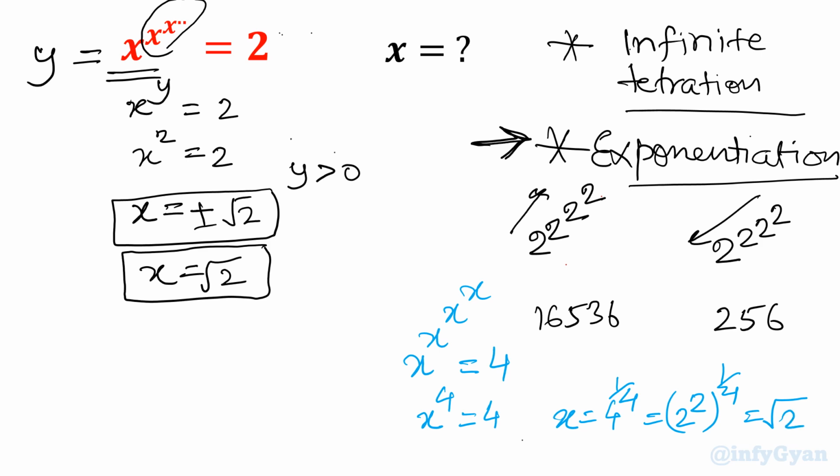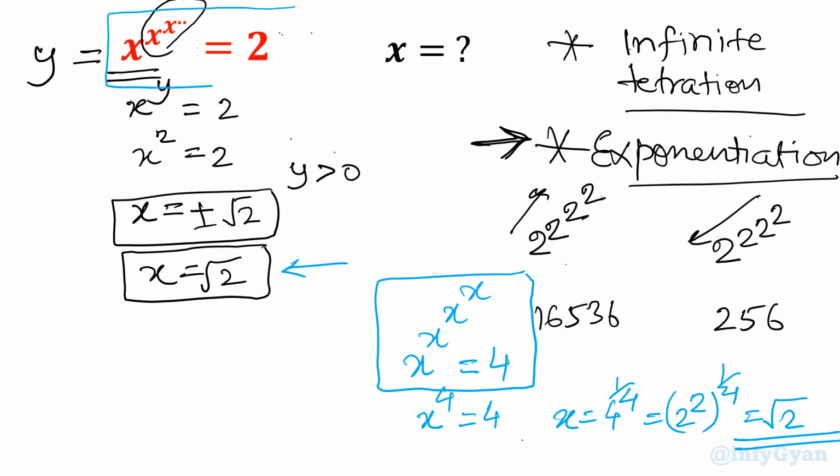Now see, if we solved this question in the morning and got the answer root 2, and again for the same question the answer is the same. If I am changing my right hand side value from 4 to 2, how can the answer come out the same? So that is one concern. An important point is the exponentiation concept, the infinite tetration concept.